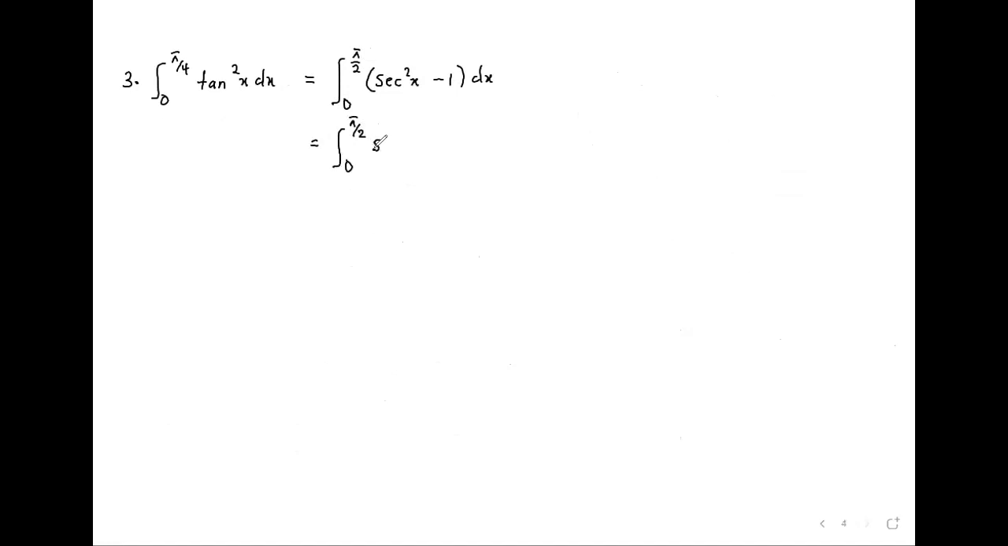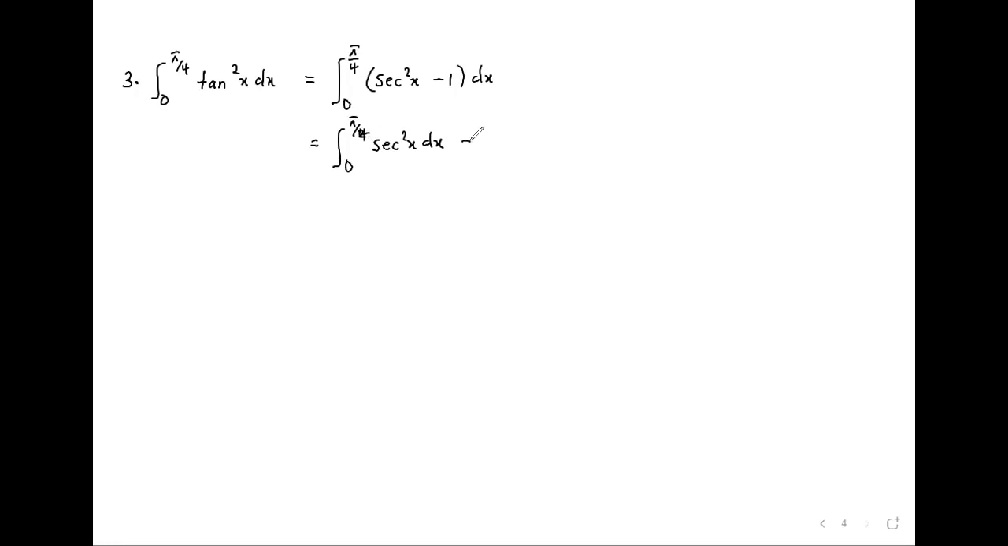So I have a question. Ask. Why does the limit become pi over 2 from pi over 4? Oh, it's just a mistake there. So pi over 4. And then it's pi over 4 here.